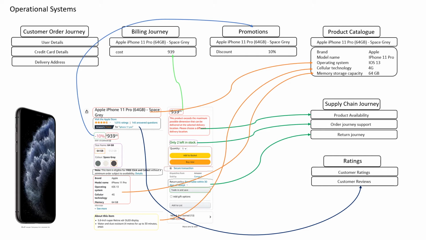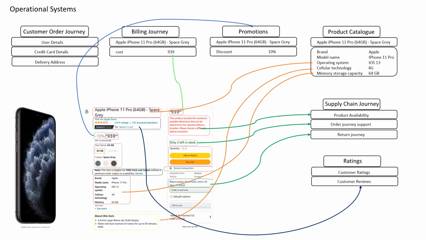Similarly, the supply chain journey. Once we order it, generally we see whether the product is available or not. In this case, we can see that only two are left in the stock. So the speed is basically through the supply chain area. Whenever the customer places an order, the first thing that is triggered is whether that product is really available or not.